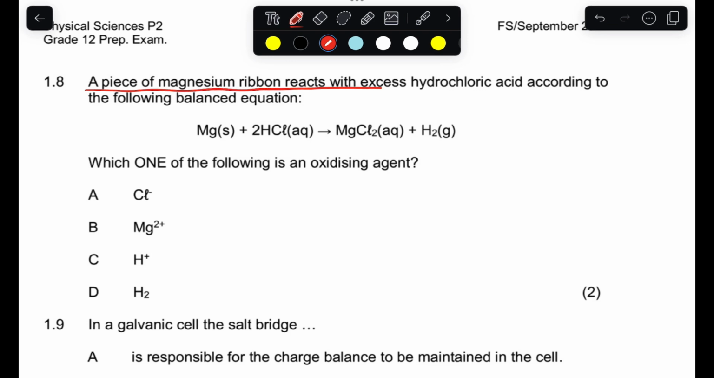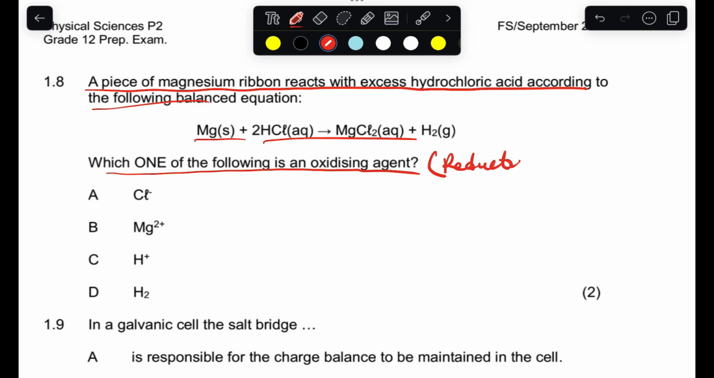1.8, it says a piece of magnesium ribbon reacts with an excess of hydrochloric acid. Here's the reaction, right? It says which one of the following is the oxidizing agent. We know the oxidizing agent is the one that undergoes the reduction, which is the gaining of electrons. So how are we going to know here? By assigning the oxidation numbers. The oxidation number of magnesium is 0. Hydrogen is +1. Chlorine is -1 in that compound, so that they make 0 for the compound. Now for magnesium there, it's +2 because it's in group 2, for chlorine it's -1, and for hydrogen it's 0.